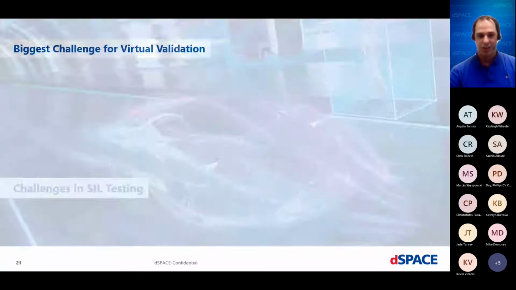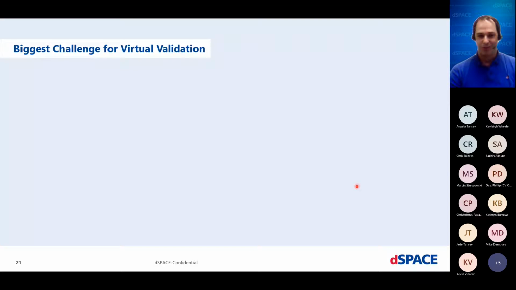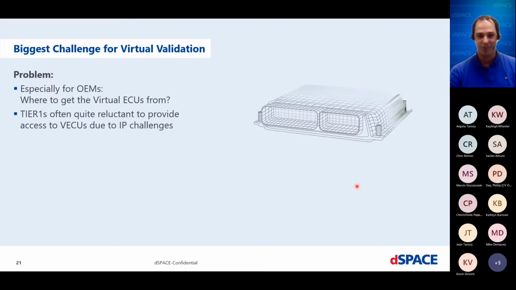What are the challenges? Out of my experience in trying to sell virtual validation tools to customers, one of the biggest challenges, especially for OEMs, is where to get the virtual ECUs from. Because tier ones are quite often a bit reluctant to provide access to virtual ECUs. First of all, because at the point in time when they should release these virtual ECUs, often they are by themselves still in an early development stage, so they don't necessarily want to give these really early development samples already to their customers.